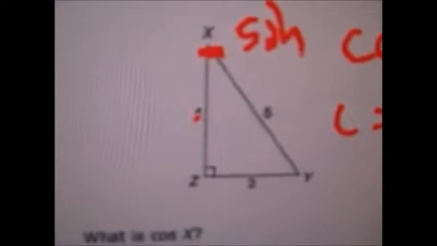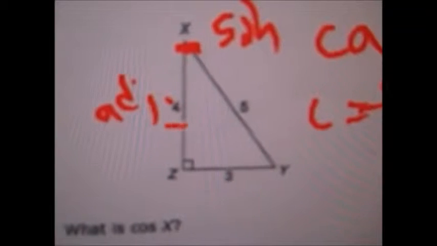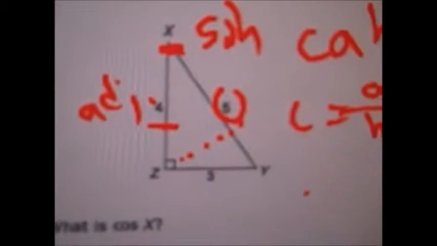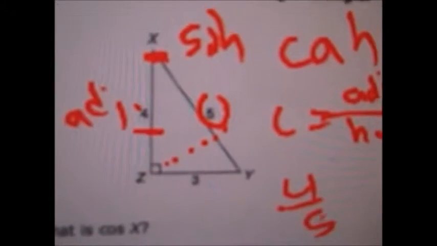Here's the angle x. The adjacent side is the one next to it, right here, not the one across, but the one next to it. That's 4. And then the hypotenuse is always across from 90 degrees. That's 5. So it should be 4 over 5, and that answer choice is A.